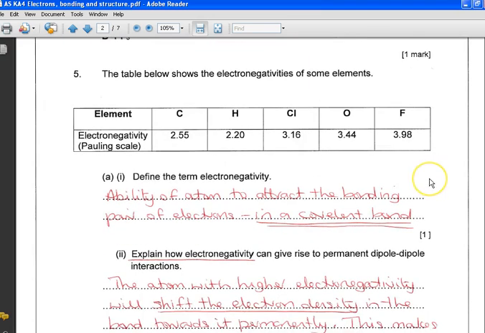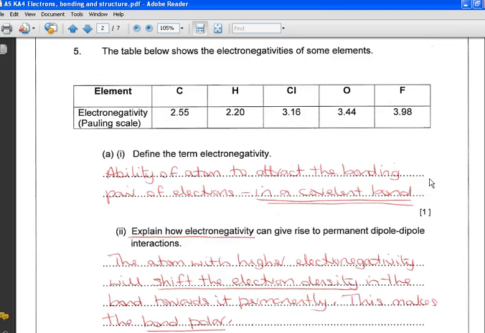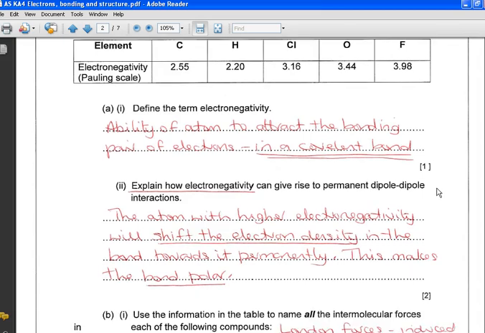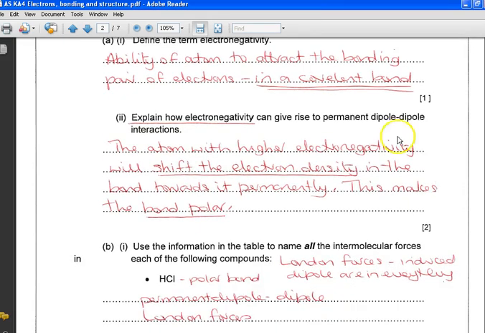Okay, so you're given some electronegativity values in question 5. You're asked to define the term electronegativity, and a number of you missed out a really crucial piece of information. It is the ability of an atom to attract the bonding pair of electrons in a covalent bond. Very important. I've spelt covalent incorrectly there, by the way. That should be an A. I don't know what I was thinking.